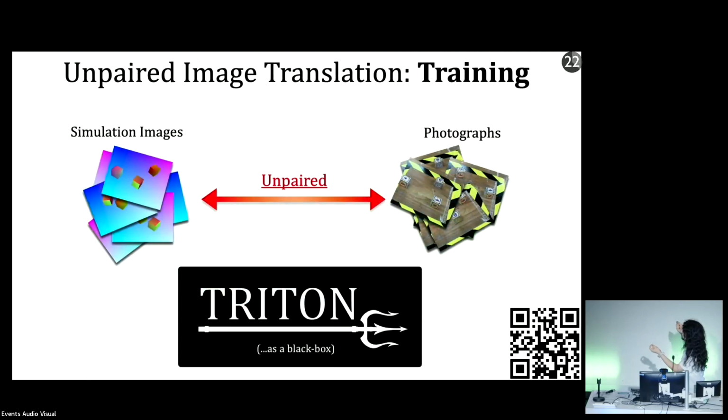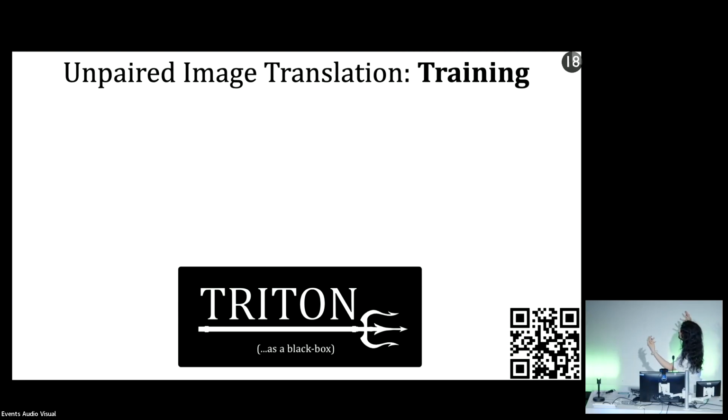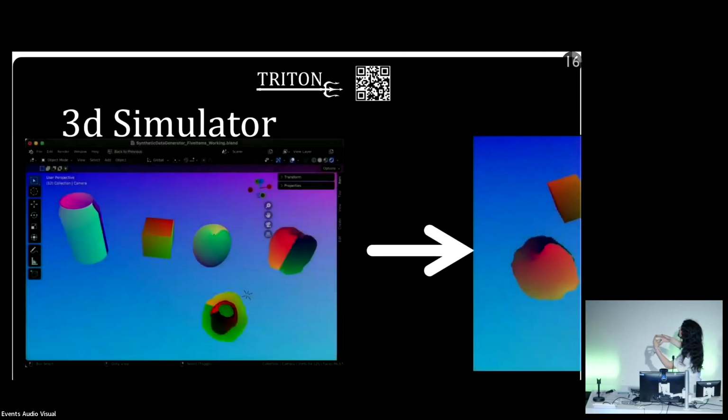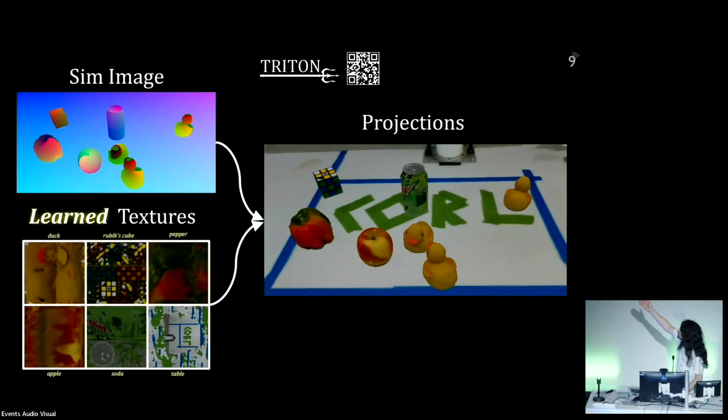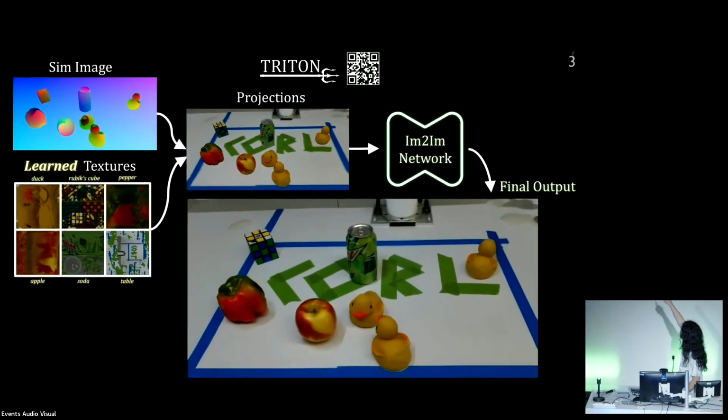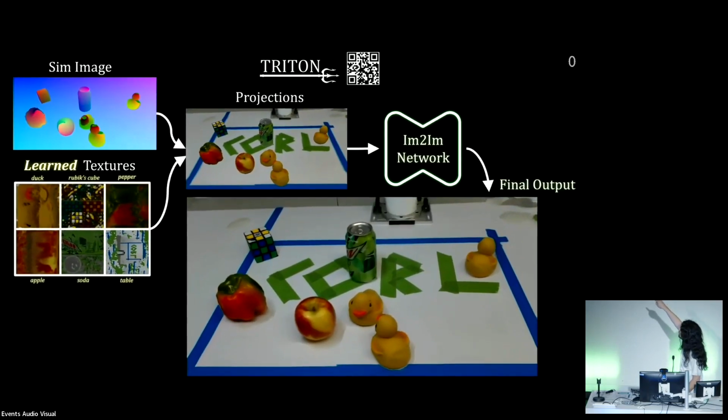This is actually an unpaired algorithm, so we don't actually have any ground truth. We just take some simulated photos and some real ones, and we dump them in a black box. The simulation photos come from a 3D simulator, and we use it to create simulation images. But the secret sauce of our algorithm comes from our neural textures. We combine those together and we run it through an image translation network with some consistency losses to produce the final output.